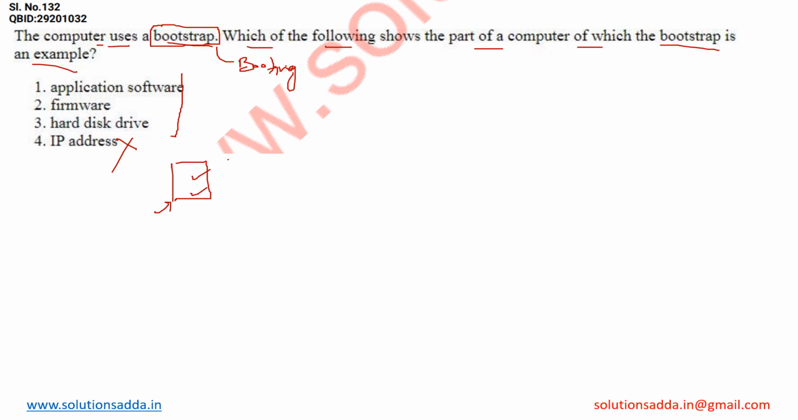Next, we have hard disk drive. A hard disk drive is basically a memory device in which we permanently store our data. So hard disk drive is not a correct option here. Application software is something in which we have multiple kinds of software on the basis of user requirement. Some examples of application software would be MS Word or the browsers. These run on the computers and the user can interact with them, but they are not related to the booting process.